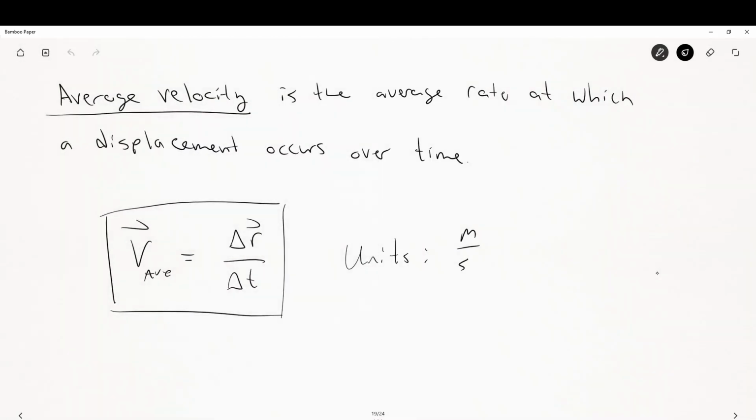And so for that, we have the concept of average velocity. Average velocity is the average rate at which a displacement occurs over time. If you remember from, say, pre-calculus class, an average rate of change of a function.